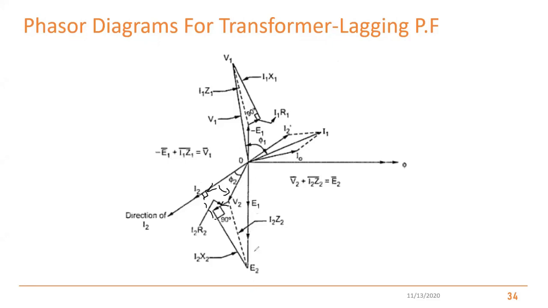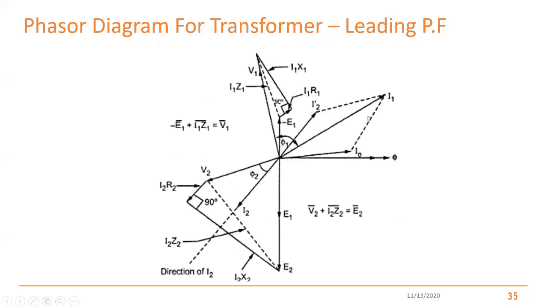Okay, so for the primary there's no difference. It is the same as earlier, so you can easily obtain it using the equation. The shape remains the same regardless of the lagging power factor. So the only difference happens in the phasors of the secondary. Okay, the same way you can obtain the phasor diagram for leading power factors as well.